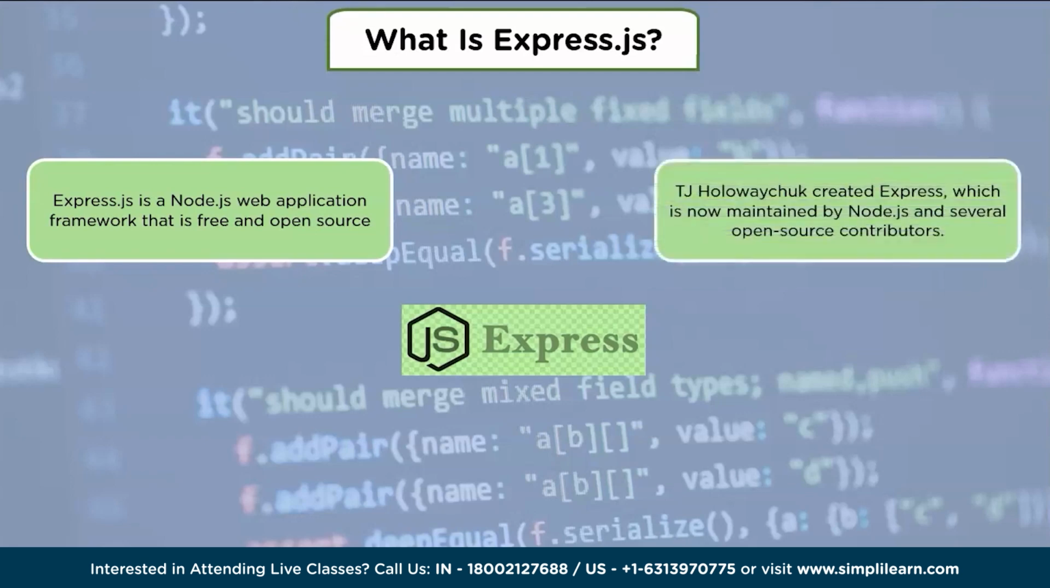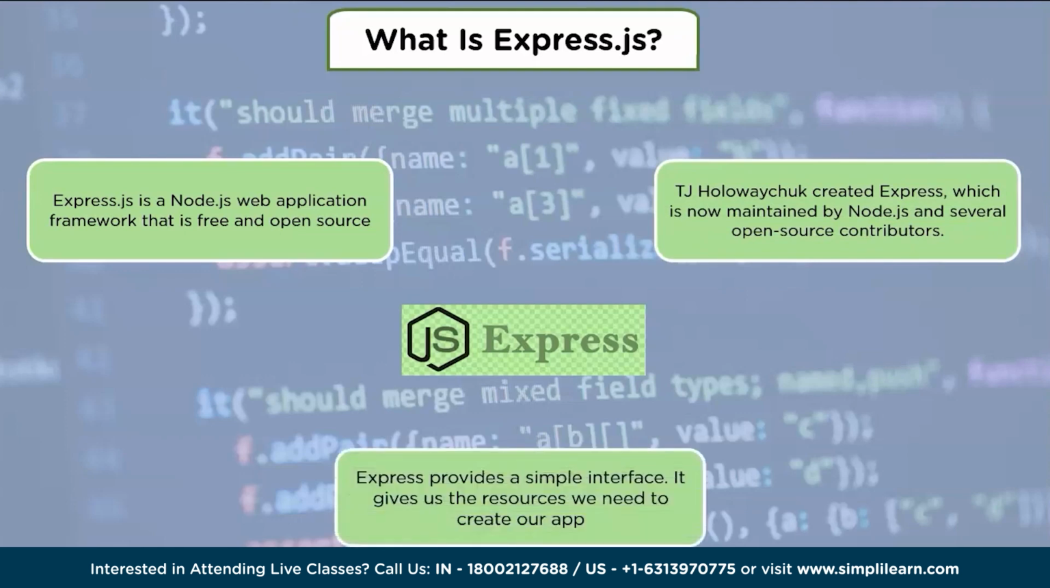T.J. Holowaychuk created Express, which is now maintained by Node.js and several open source contributors. To construct our applications, Express provides a simple interface. It gives us the resources we need to create our app. It's adaptable because there are a lot more modules on NPM that can be directly integrated into Express.